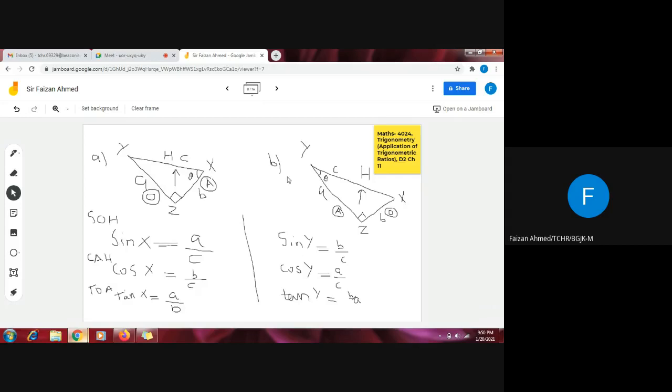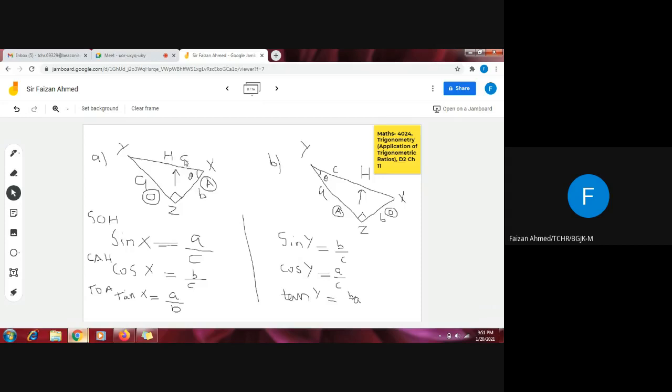In the later part, I have been asked to find the value of sin y, cos y, and tan y. First of all, I told you that in order to write the trigonometric ratios, you first have to label your triangle. Since this is a right angle triangle, there will be a 90-degree angle. The side opposite to the 90-degree angle is the hypotenuse, and I will label it as H.